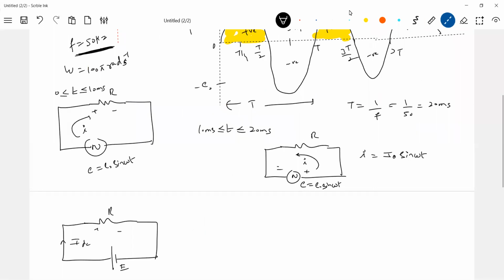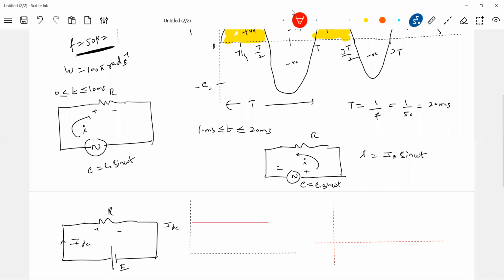So if I go for plotting, what about this DC current? I DC will be a constant current. At all times, it will be constant. It will have a fixed value. How much is it? E by R. What about alternating current? How will the alternating current flow? Is it justified now? Alternating and direct current.